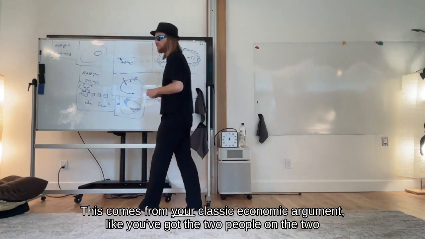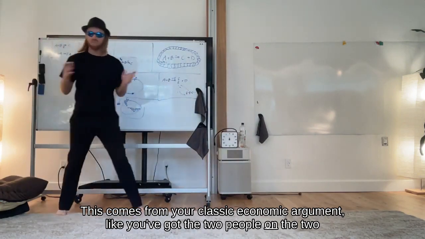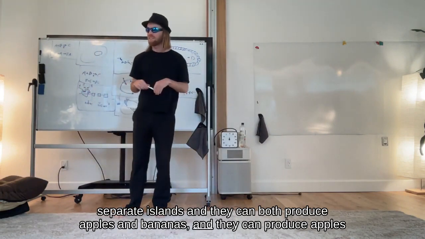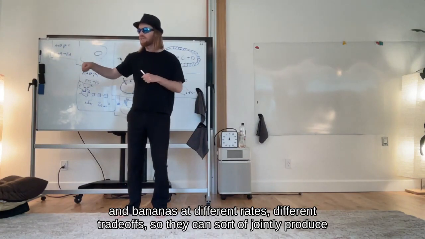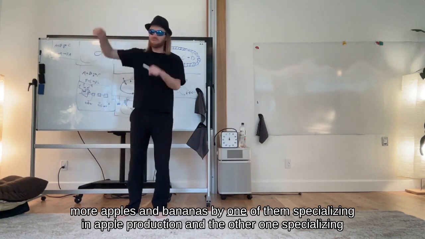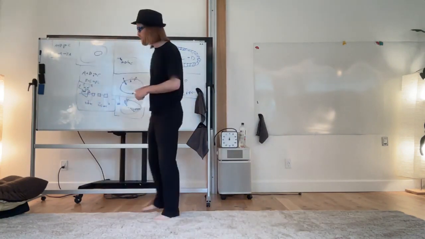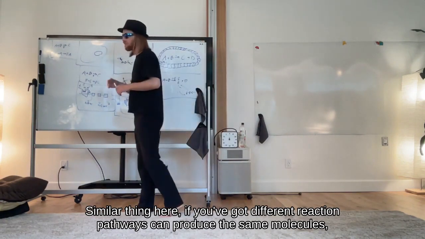This comes from your classic economic argument: you've got two people on two separate islands and they can both produce apples and bananas, at different rates, with different trade-offs, so they can jointly produce more apples and bananas by one of them specializing in apple production and the other specializing in banana production, right? All that jazz. Similar thing here.